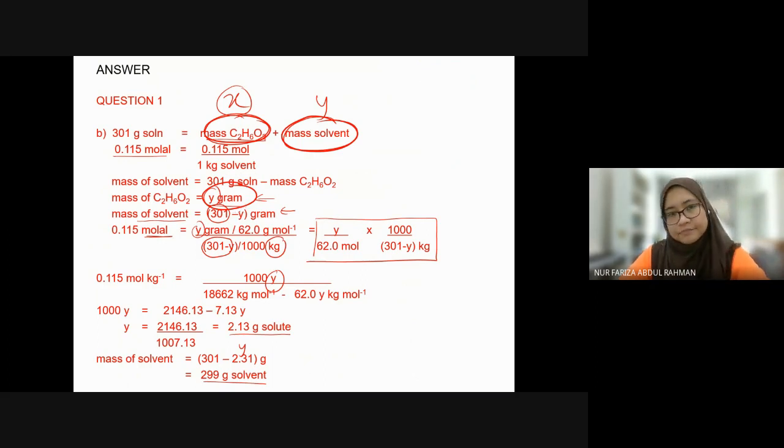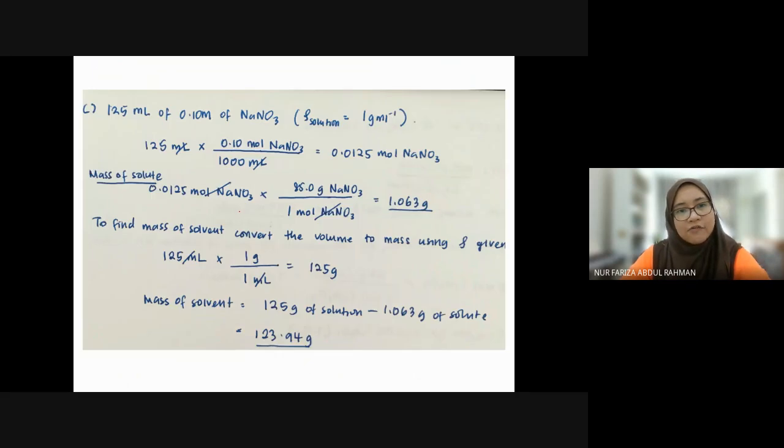As for C, this is the information given: 125 ml of 0.1 molar of sodium nitrate. For this time around, the concentration is expressed in terms of molarity. The earliest one, the concentration is expressed in terms of percent by mass for A, and then B we have in terms of molarity, and then C here we have in terms of molarity. So we have to find the mass of solute and the mass of solvent.